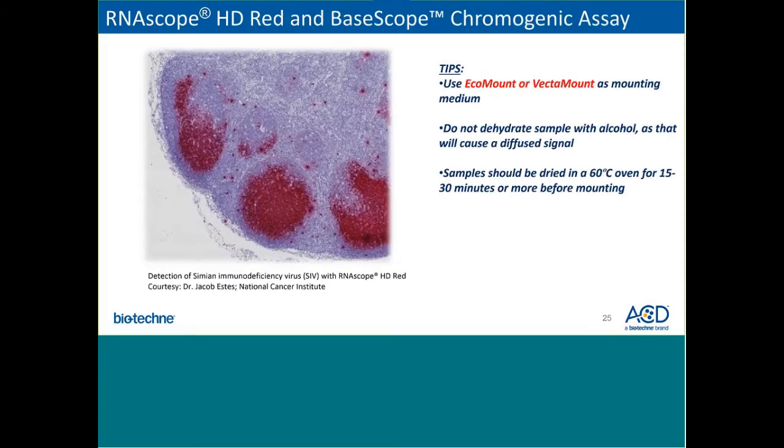Here's the HD Red RNAscope assay, as well as the BaseScope Chromogenic assay, which does utilize the same Fast Red chromogen. Tips include using either EcoMount or VectaMount mounting medium to help best preserve the staining. The chromogen is sensitive to alcohol, and if exposed, may cause some diffusion in your signal. To remedy this, we would suggest that instead of going through an ethanol dehydration, the sample should be dried in a 60-degree oven for 15 to 30 minutes or even more before mounting to ensure that there is no residual water.